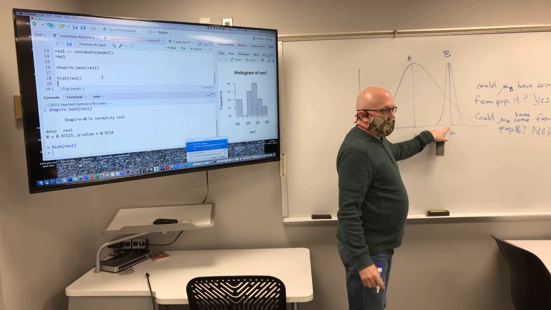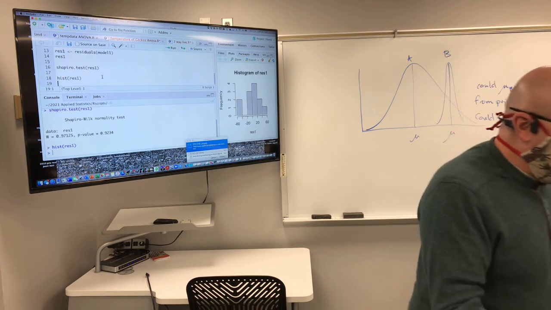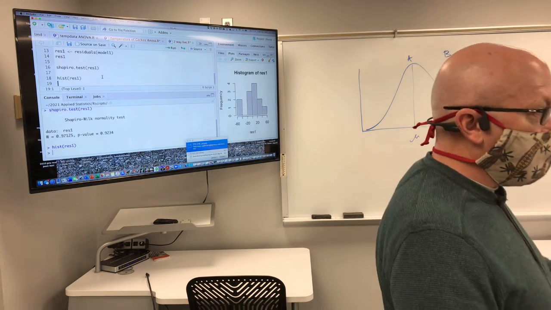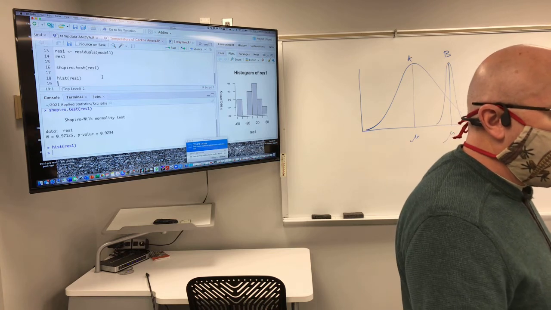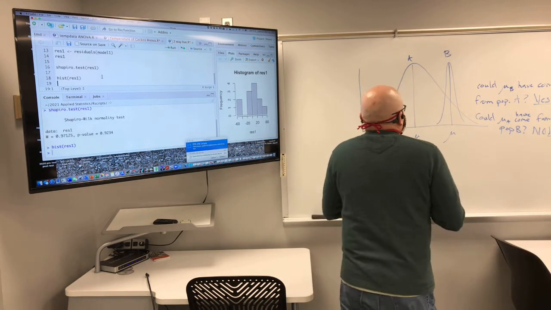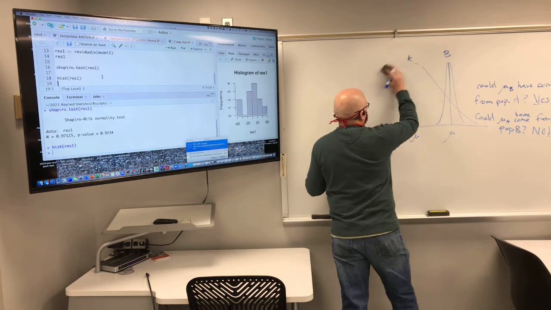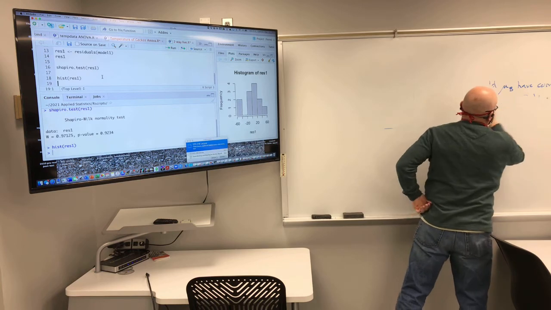That mean could not have come from that population. So in this case, what decision do you go with? That the two things came from the same population, or that the two means came from different populations? It's ambiguous. But with the geckos, you don't have a situation like that.